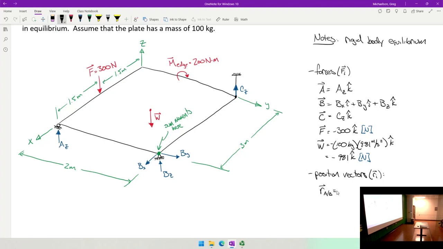That one's going to be pretty easy because to get from here to here, we go along, let's see, what axis do we go along? We go along the y-axis, and we just go in a distance of 2, but we're going opposite that. So this is negative 2j. We'll say that's in meters. We need an RCB. That's going to be negative 3 because we're going in the opposite direction, and that's in the direction of x, so that's I.